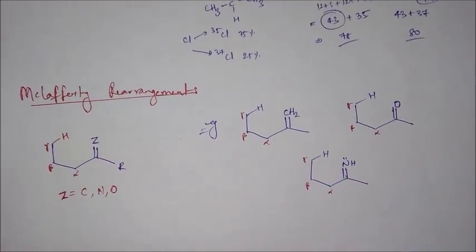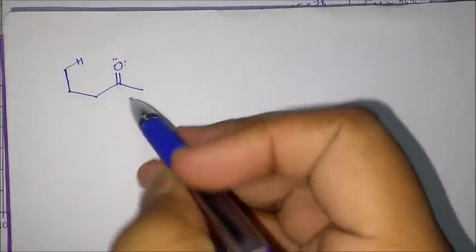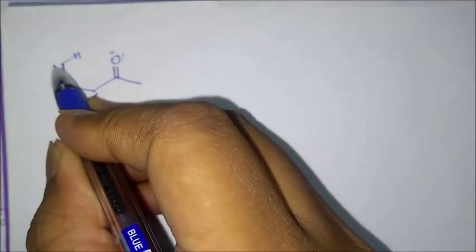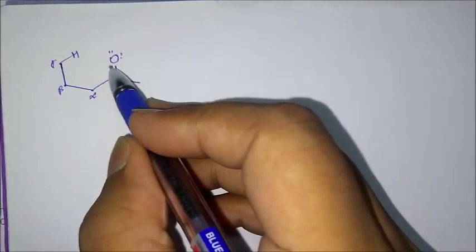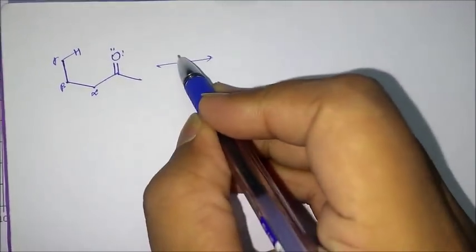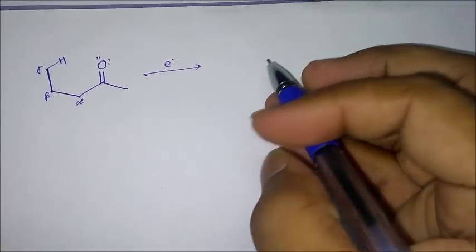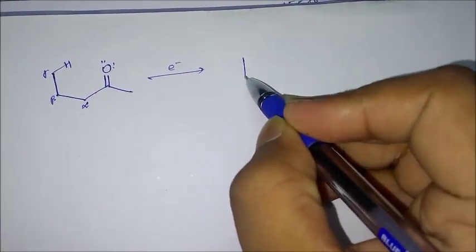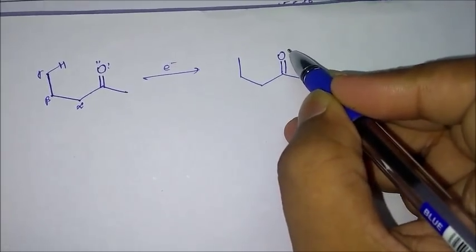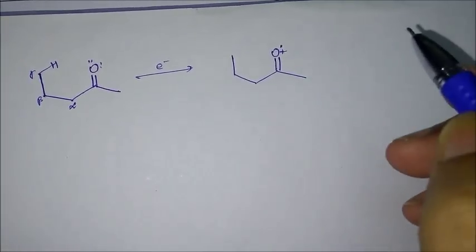Now let's check out the mechanism of it. Let's say we have this molecule and it satisfies all the conditions for McLafferty rearrangement. We have a gamma hydrogen, and here we have oxygen also. So when we bombard an electron on it, that is, we ionize this compound, what will we get? We will get a radical cation at this place.